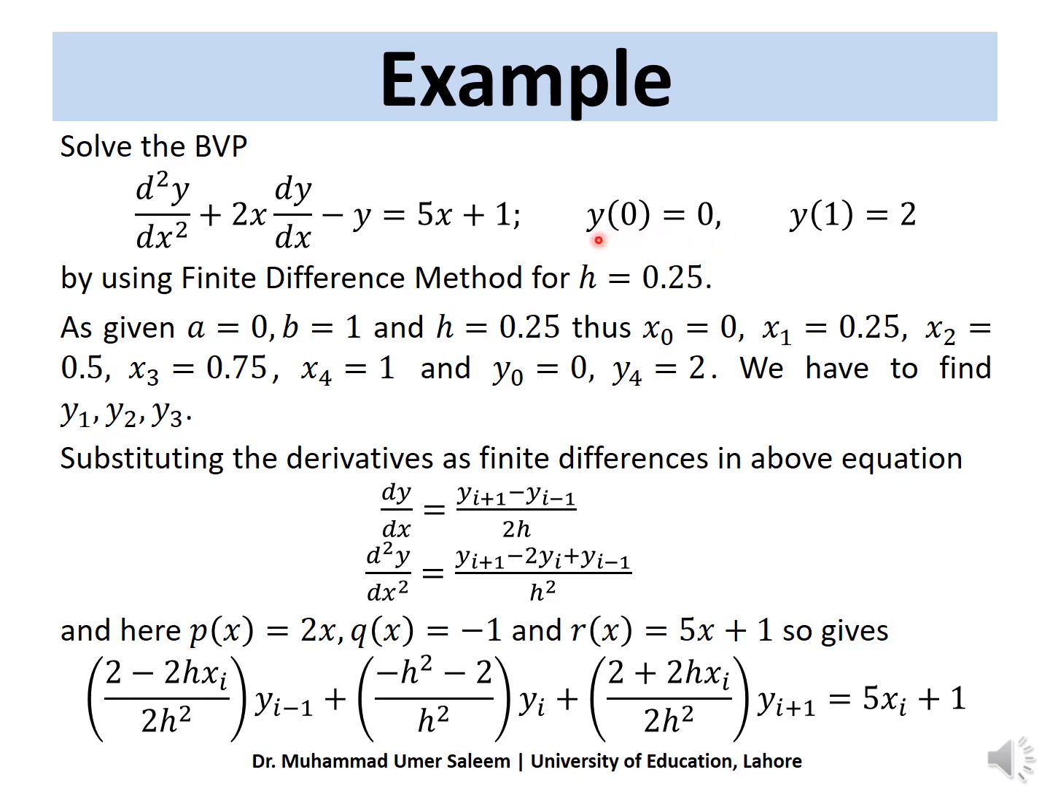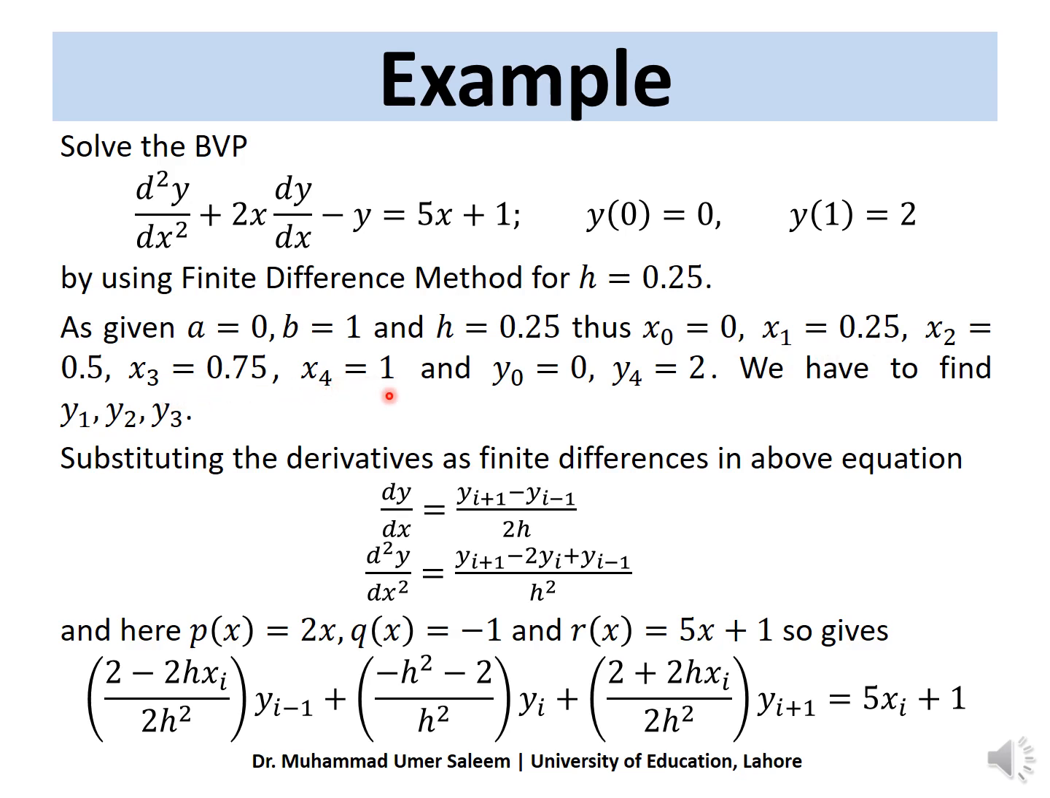So what does this mean? We know y0 and y4, but y1, y2, y3 are not known, so we will have a 3 by 3 system. Let's see. What is given? a is 0, comparing with the general form that you previously derived in the finite difference method. So comparing with this one, this is the original system. A is 0, B is 1, h is 0.25. Thus x0 will be 0, x1 will be 0.25, x2 will be 0.5, x3 will be 0.75, and x4 will be 1.